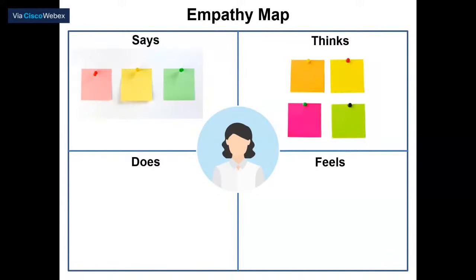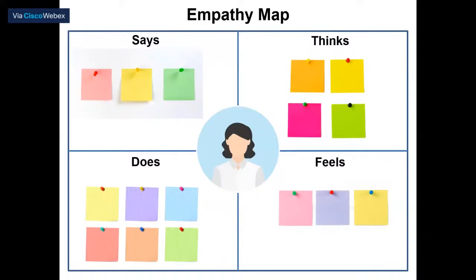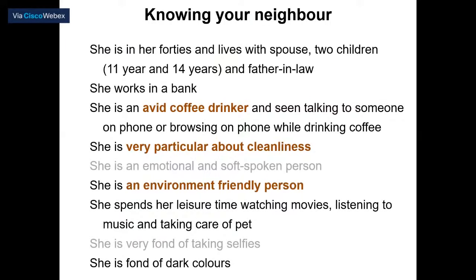Okay, so as we said, you collect information about this person, or more than one person if it is another situation. Now, when I gather a lot of information about this particular person and look at what people said and the observations we gathered about this person, few things come up very strongly and some come up very weakly. Just look at the two things shown in light color. One is that she is an emotional and soft-spoken person, which came from only one source. Another thing which came from only one person is that she is very fond of taking selfies.